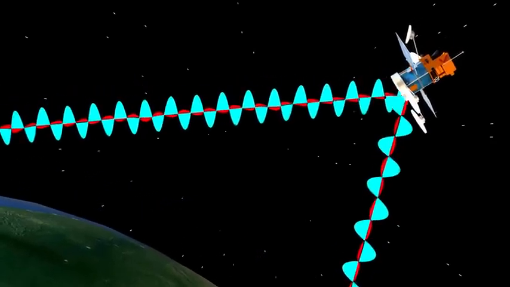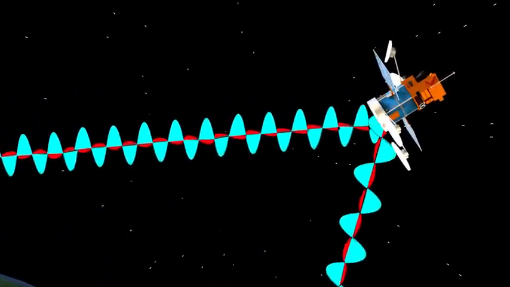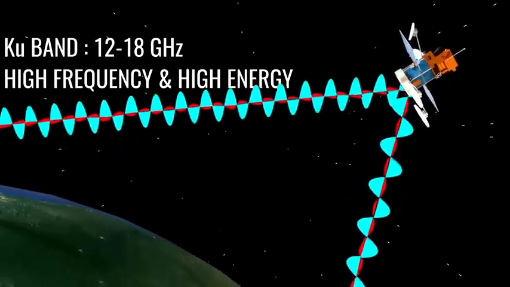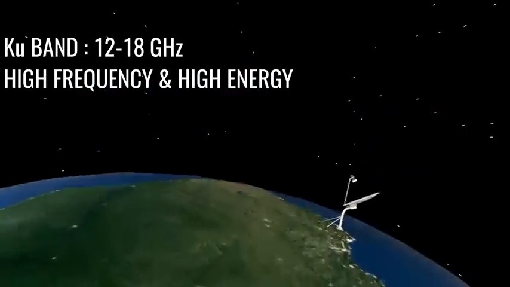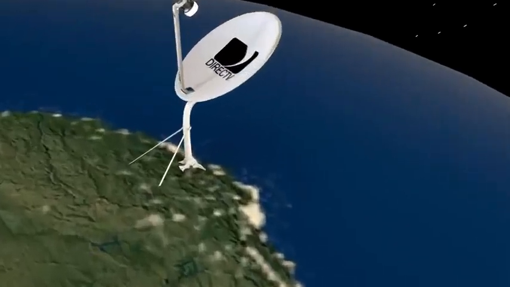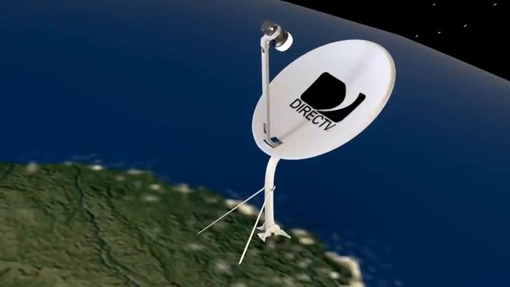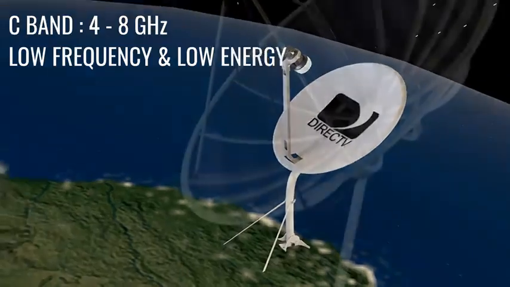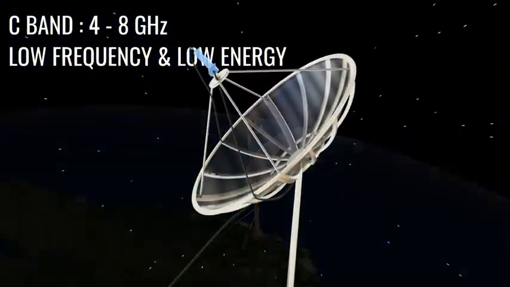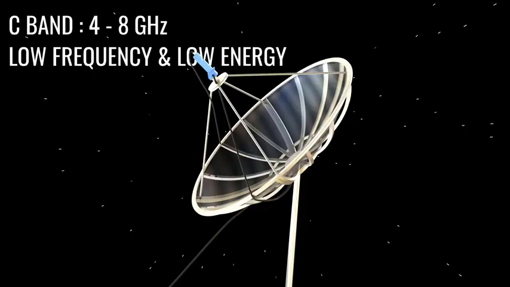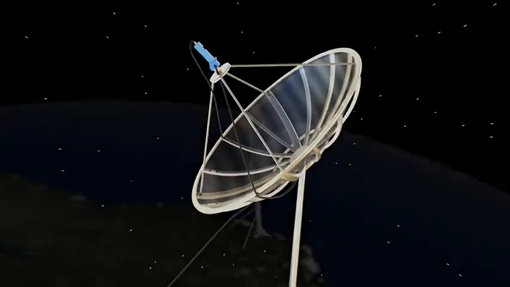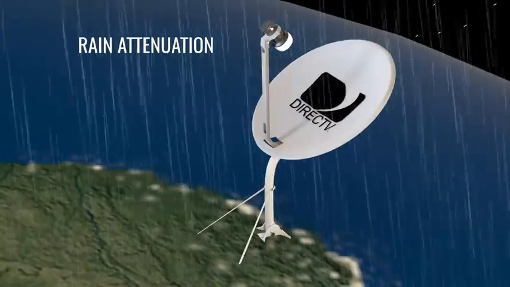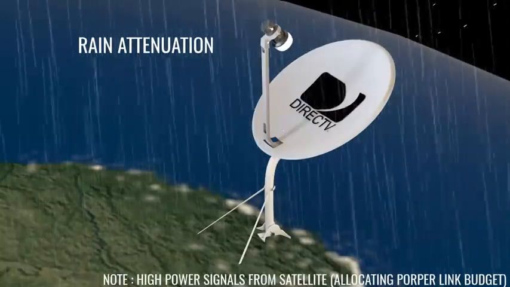You can see antennas of different frequency bands. For D2H, the Ku band frequency is generally used. These Ku band signals have good power, which allows a smaller size receiver antenna. In the past, C-band signals, which have lower energy, were used for television communications, and that's why huge antennas were used in those earlier days. However, Ku band signals are affected by rain, so scientists have had to overcome this issue with improvements in satellite technology.